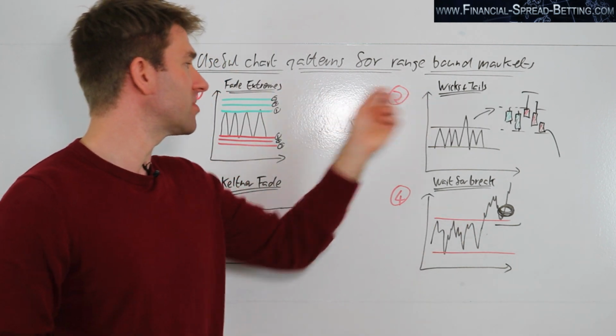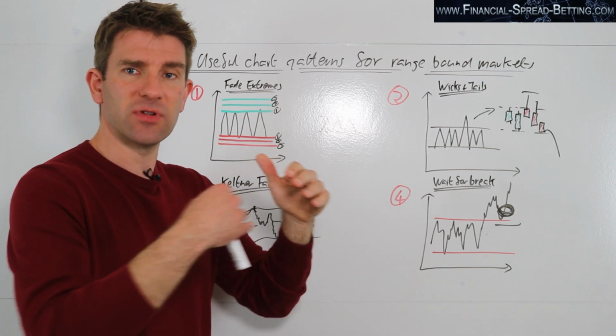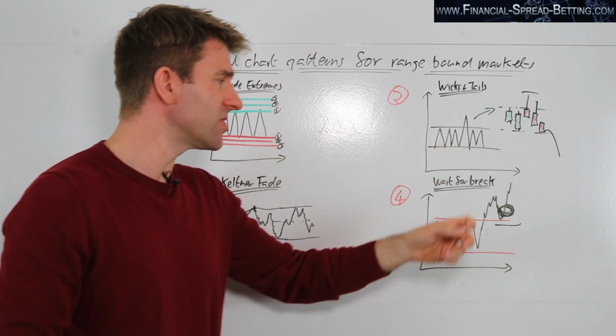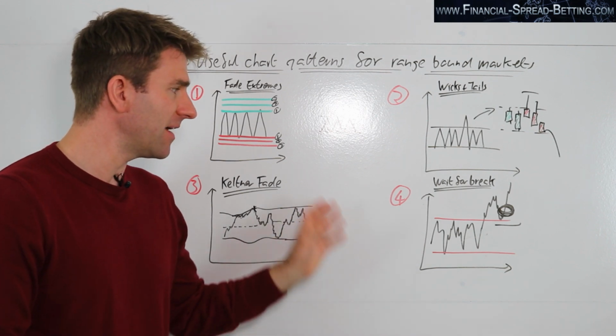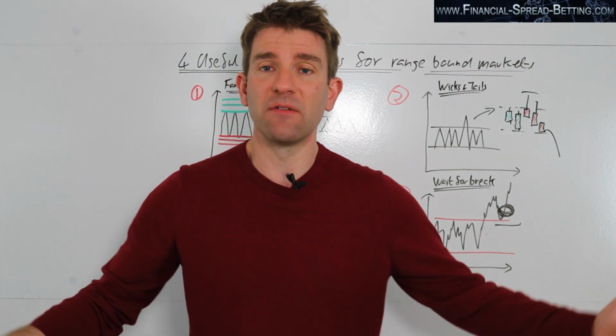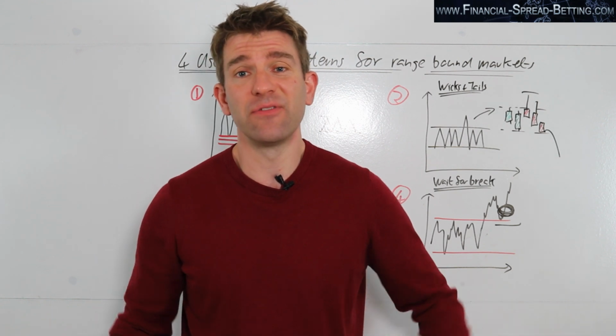So we've got the fading extremes, guys, with different levels on each. I quite like that. Wicks and Tails, very useful for quantifying your risk. The Keltner or Bollinger Band fade, and then waiting for the break and just not getting involved until it actually does something meaningful. Take care, guys.